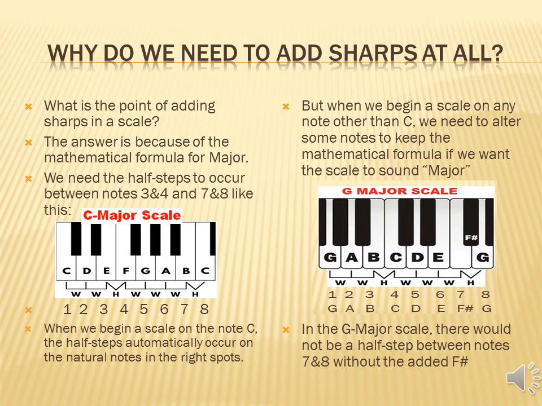But why do we need to add sharps at all? What is the point of adding sharps in a scale? The answer is because of the mathematical formula for major. We need the half steps to occur between notes 3 and 4 and 7 and 8 like this.